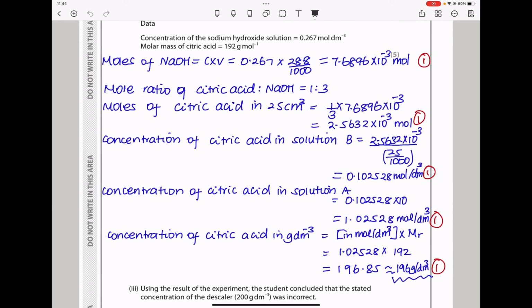So finally, the concentration of citric acid in gram per decimeter cubed, this was mole per decimeter cubed. So to convert to gram per decimeter cubed, we have to multiply by the molar mass, and it gave me 196.85, which is rounded off to 196 gram per decimeter cubed, and that was my answer. Moving on.